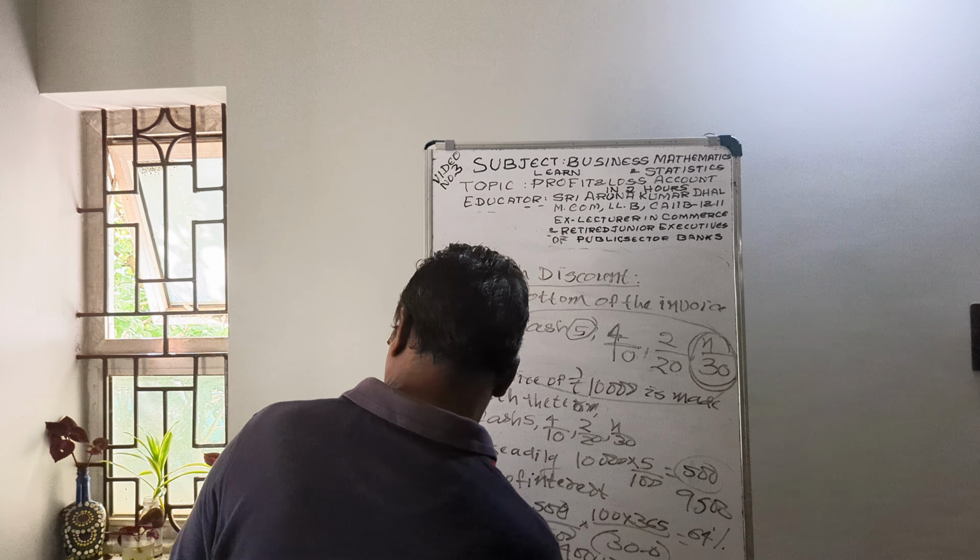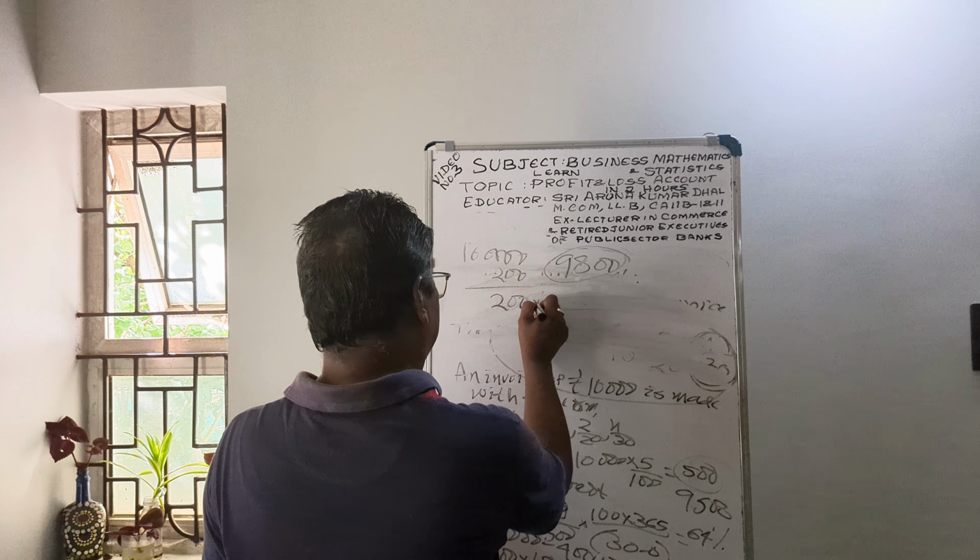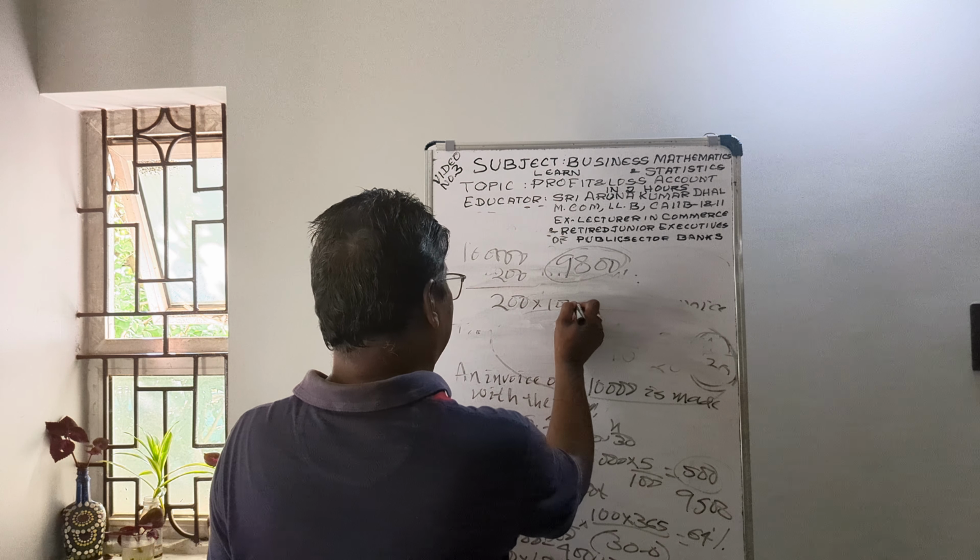Third, if you pay within 11 days, that means within 20 days, he will be allowed 2% discount. 2% discount means 10,000 minus 200, so he will pay 9,800. His rate of interest is calculated like this: the cash discount is 200 into 100 into 365 divided by 9,800 into 30 minus 20, that is 10. So the answer is 74.5%.